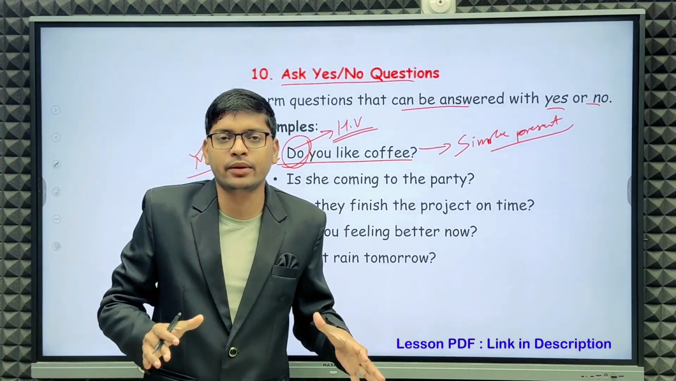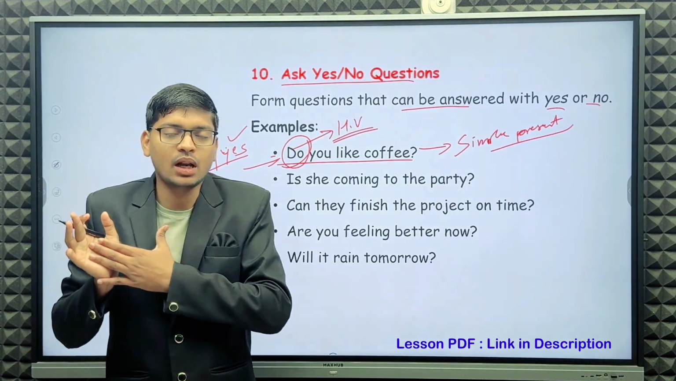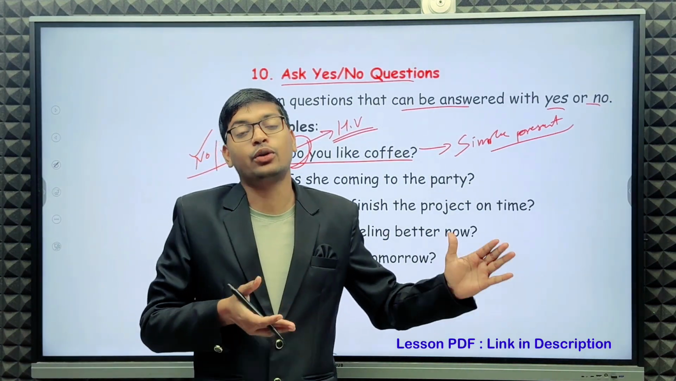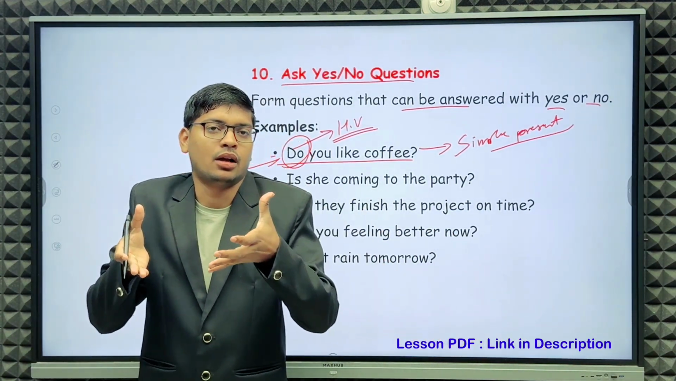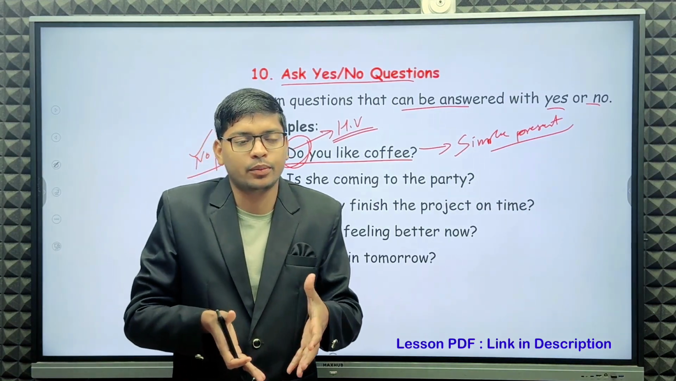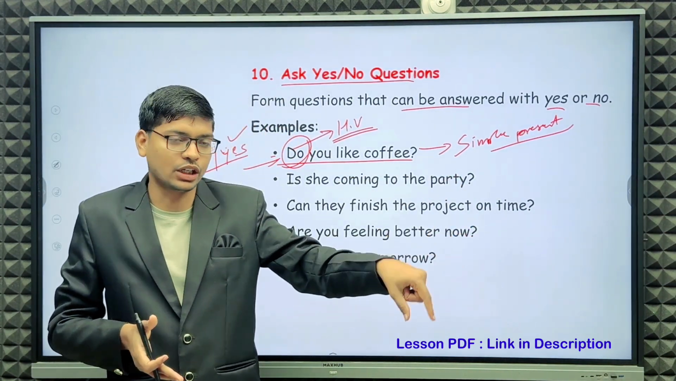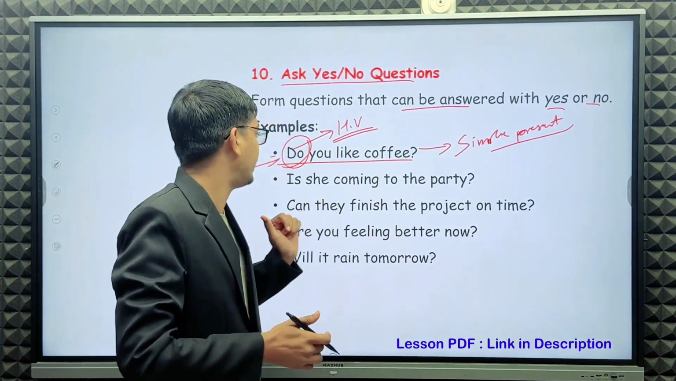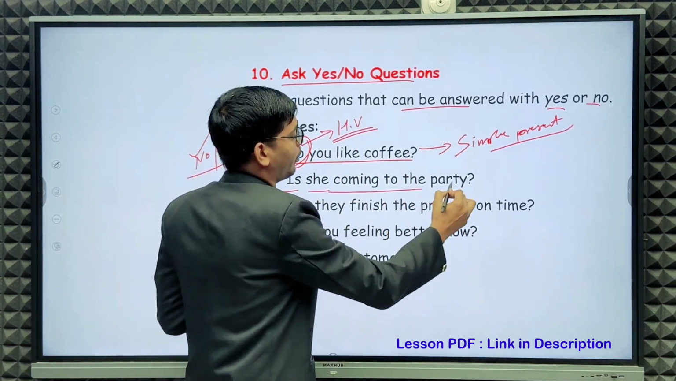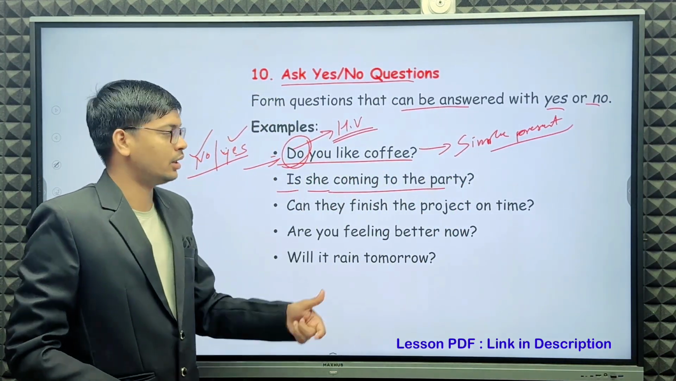So when any interrogative sentence starts with a helping verb, we have to answer that question in yes or no. Okay, next, is she coming to the party?